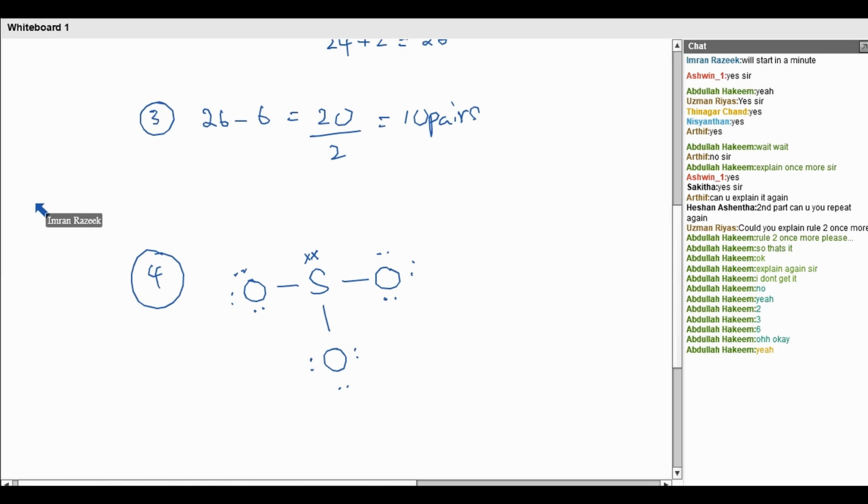Right. Rule number 5. I will do rule number 5 within the 4th itself. Now, the 10 pairs you got: first you put them on the terminal atoms, and anything remaining goes to the central atom. Terminal oxygen can hold 3 pairs each, because oxygen is a period 2 element and can hold 8 electrons. The second shell can hold 8 electrons. So 1, 2, 3, 4, 5, 6, 7, 8. So already there is 8.